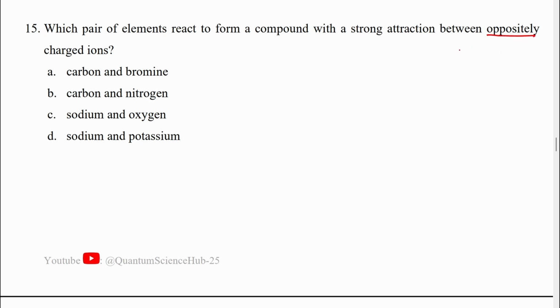So oppositely here means it is a different charge, right? It is between positive and negative ions. And what do you know about these things? What kind of bonding is this? So this is what we call ionic bonding because it is between positive and negative charged ions. And what is the other characteristic for ionic bonding? So ionic bonding, it is between metal and non-metal. Okay, so we have to check which one is metal and non-metal.